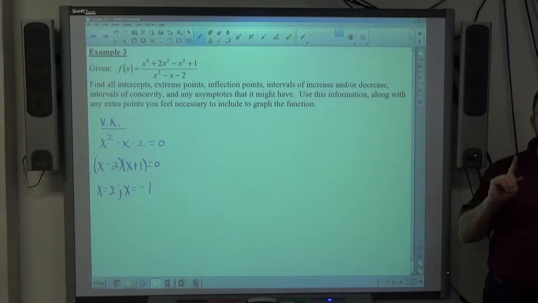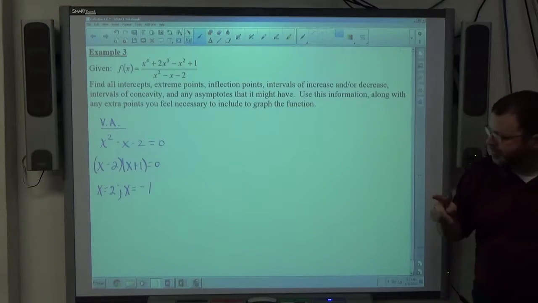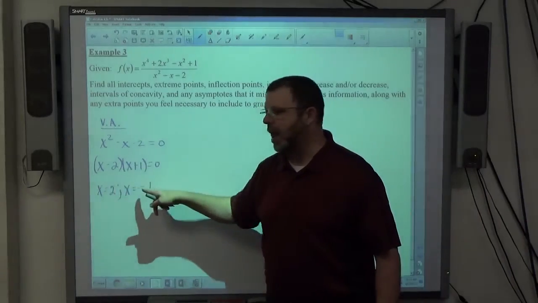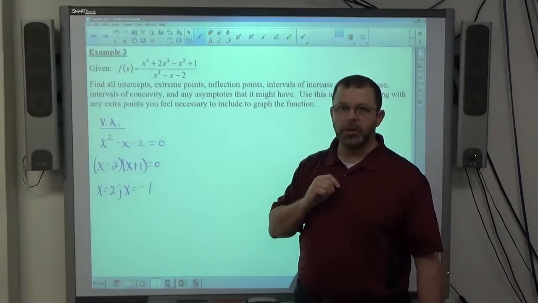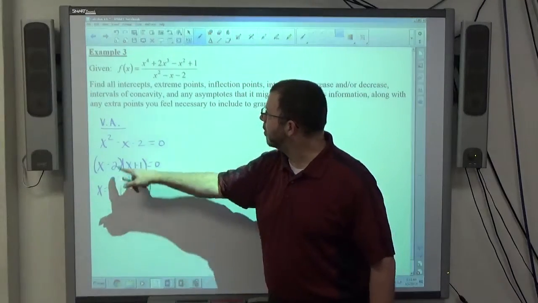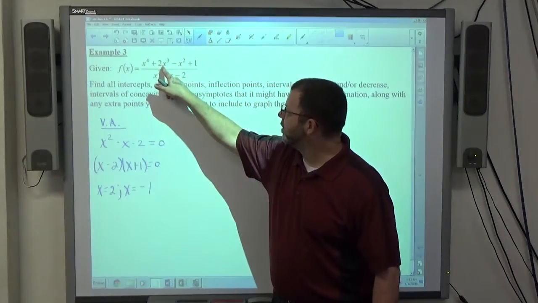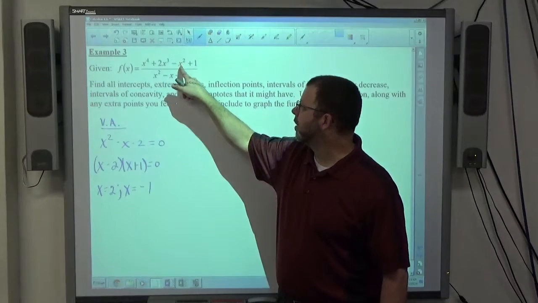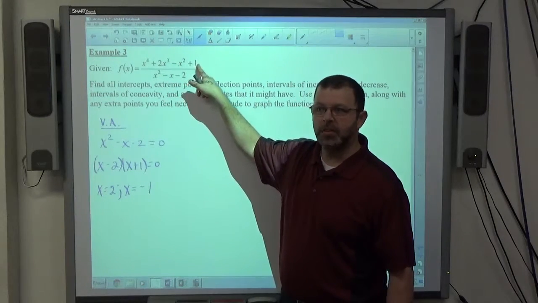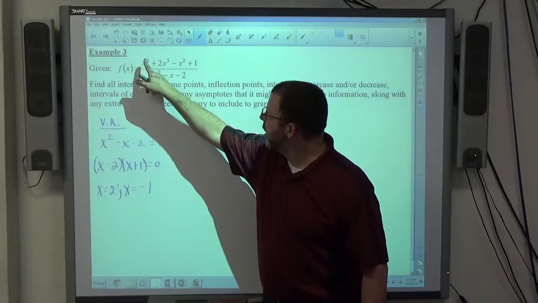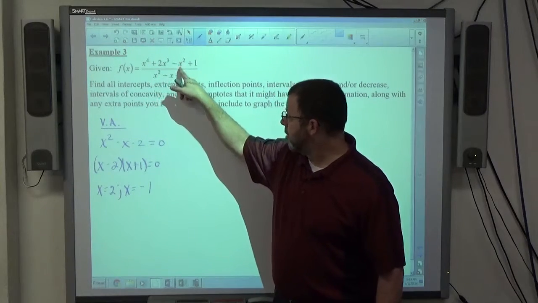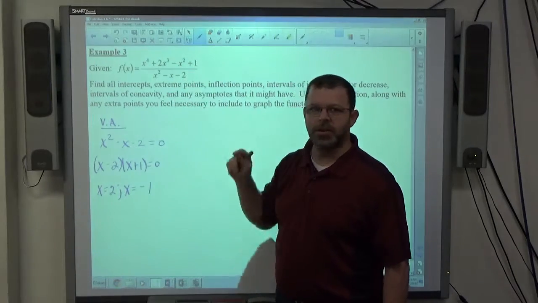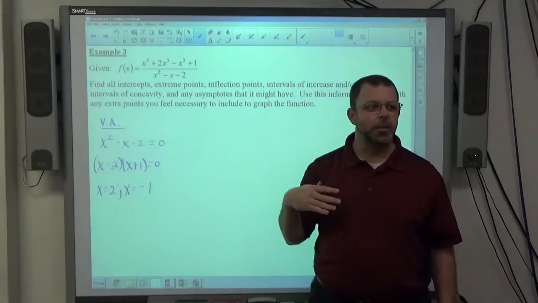It still comes back undefined officially, but the one thing that might make these not be vertical asymptotes would be if either one of these numbers also make the top equal to 0 at the same time. So it's just a quick check. If I put 2 in, 16 plus 16 is 32, minus 4 is 28, plus 1 is 29, so not 0. Put negative 1 in. We get 1 minus 2 is negative 2, minus 1 is negative 3, plus 1 is negative 2. So neither one of those make the top equal to 0.